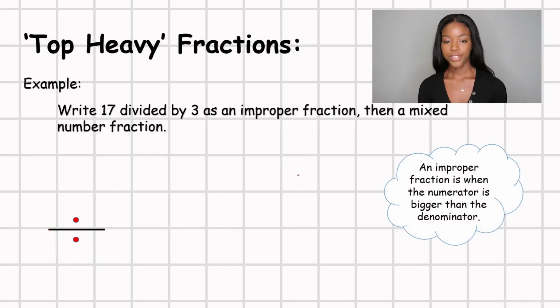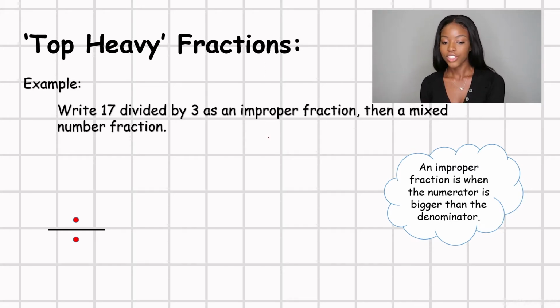Moving on, we'll move on to top-heavy fractions, which are improper fractions, which is what today's lesson is about. We'll start with an example. A top-heavy fraction is a fraction where the numerator is bigger than the denominator, and we just have this bubble here explaining that. Here's an example. It says, write 17 divided by 3 as an improper fraction, then a mixed number fraction.